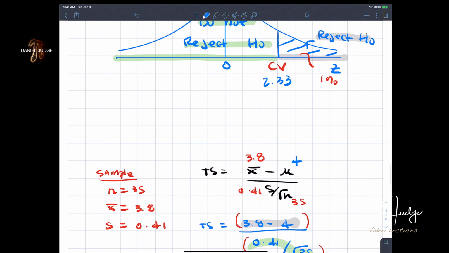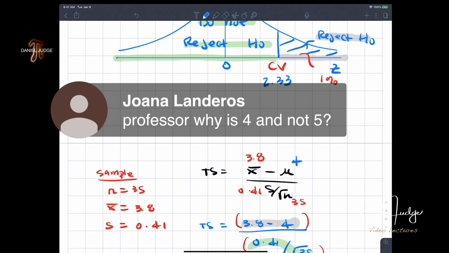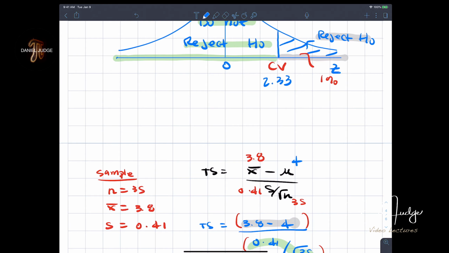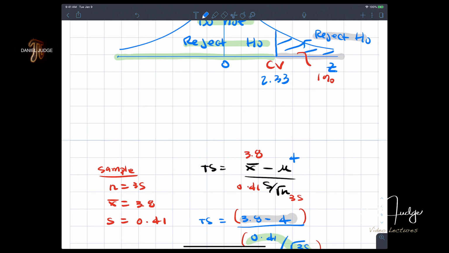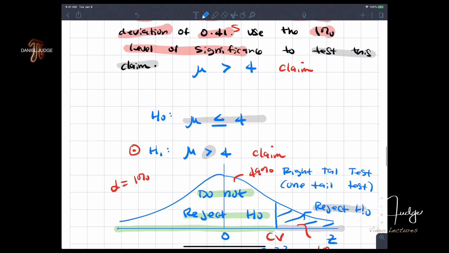So we have a question here. Why is 4 and not 5? I'm assuming you're talking about mu, Joanna. And mu here, right here, mu is 4. Okay, so here's less than or equal. Mu is less than 4, or mu is equal to 4. This is why you say 4 for mu. This is why we use that.